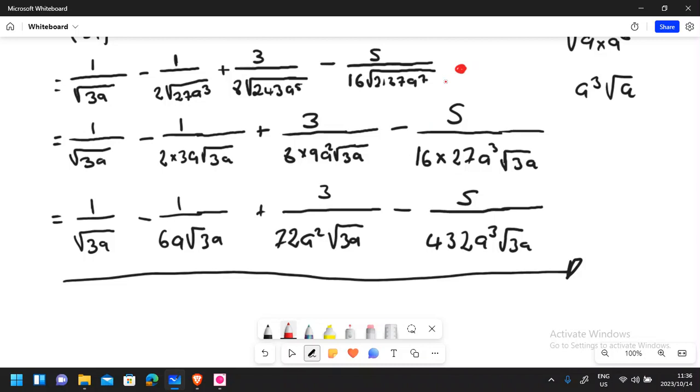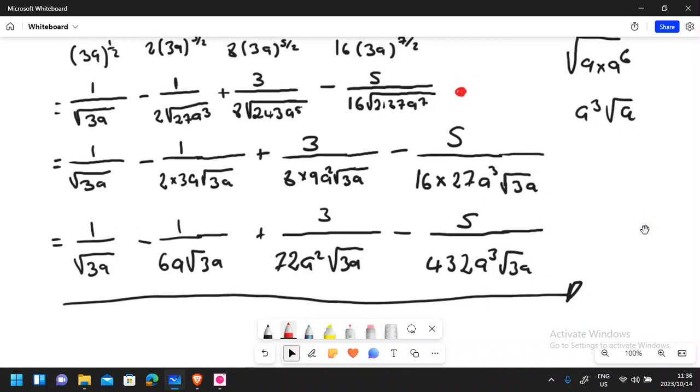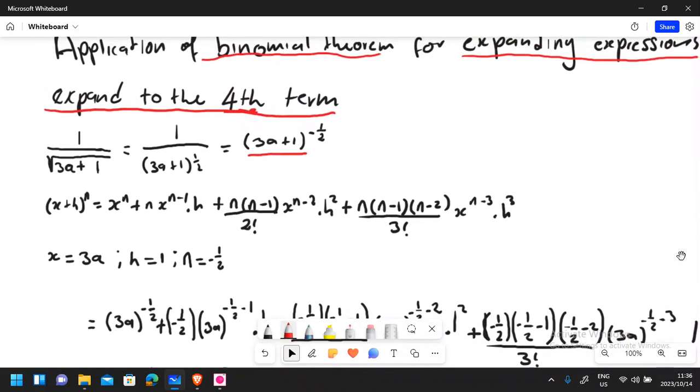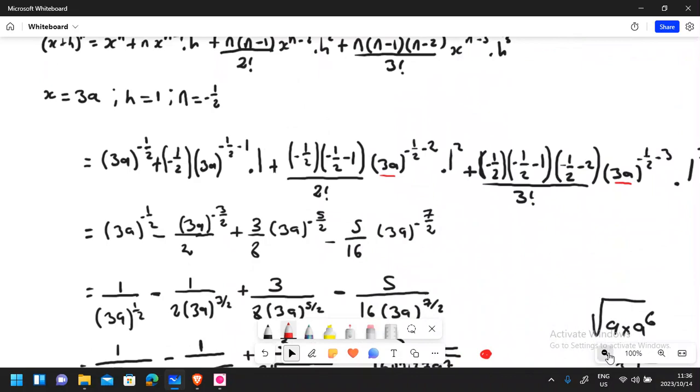Guys, by the way, this is how you expand these expressions. If it so happens that you come across this one, I hope you are able to follow through and solve it.